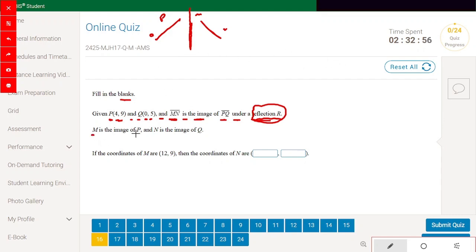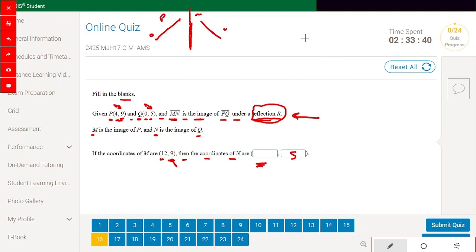Now, M is the image of B, and N is the image of Q. If the coordinates of M is (12, 9), then the coordinates of N, okay, now is as is, because it's a reflection. As we see here, the y coordinate for point B is the same as the y coordinate of M. And because it's a reflection, of course, the y coordinate for point Q will be the same as N. So the y coordinate for N is 5. Now here we need to get x.